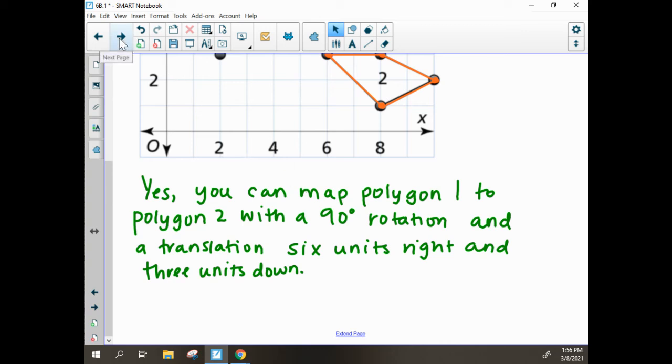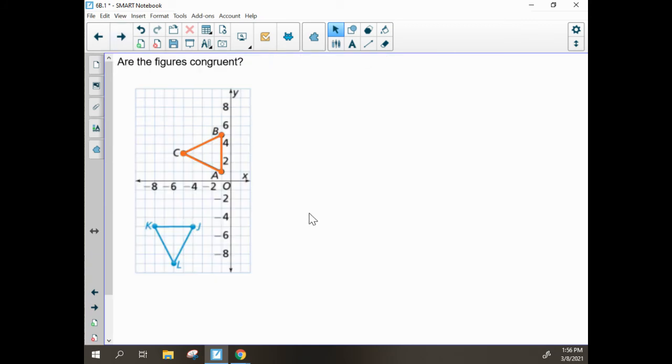And our final example asks us if these figures are congruent. Now I can see again that I have A, B, C, and J, K, L, so I'm going to try to map A to J to start with. So to do that, I know I'm going to have to do some sort of rotation. So let's try rotating this 90 degrees. All right, now I have point A is up here, point B is here, and point C is here.